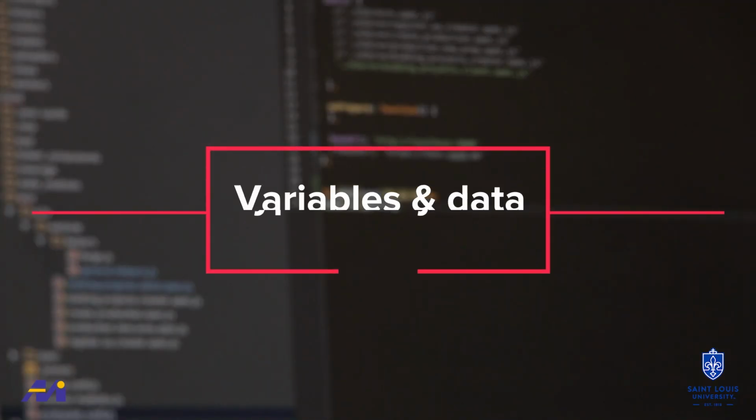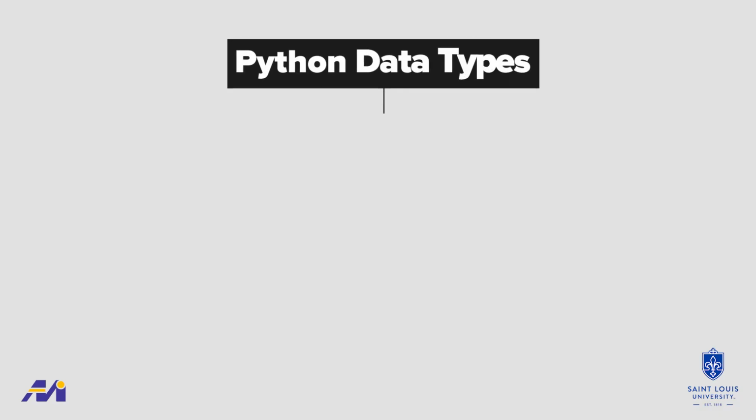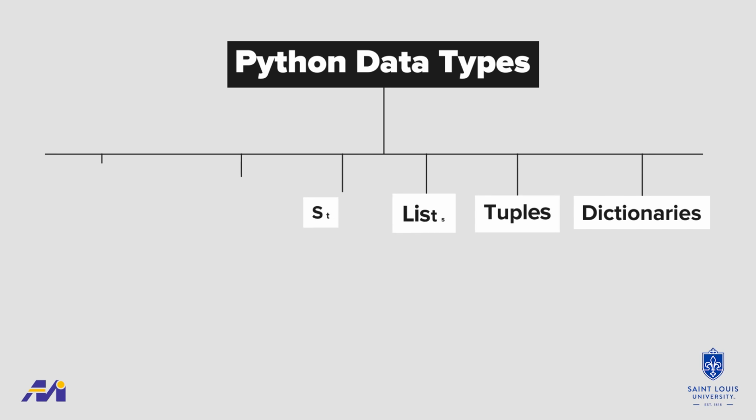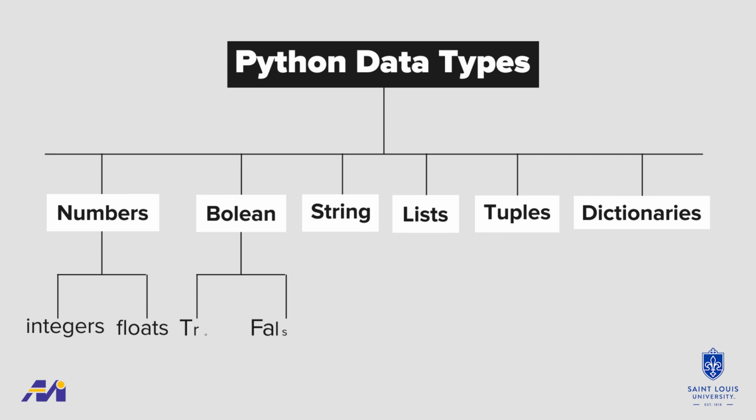Now let's go to the next part to learn about variables and data types in Python. A variable is like a container that stores data. It can be a number, a text, or more complex data types. In most programming languages like C++, you need to declare a variable before using it. But in Python, you just give it a name and assign a value to it, and that's it.